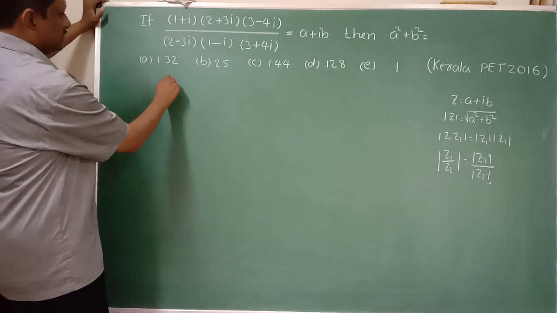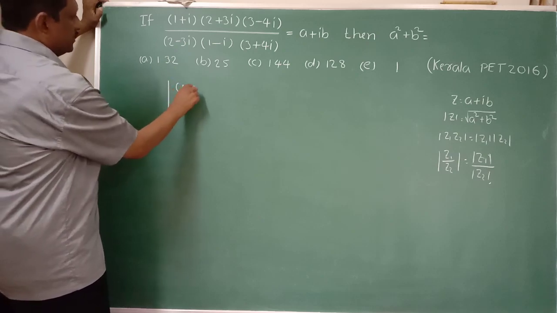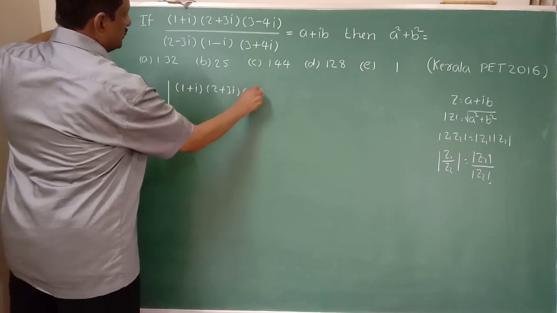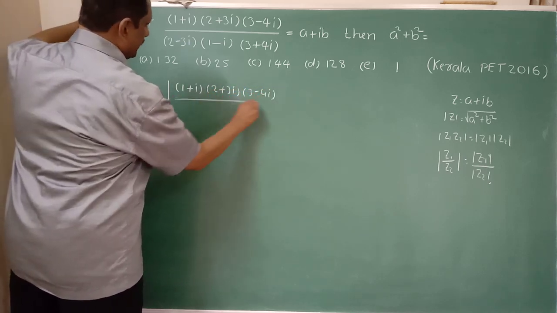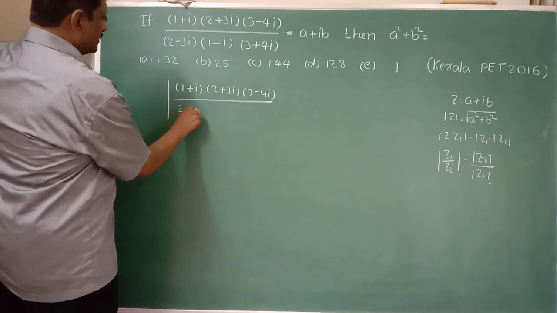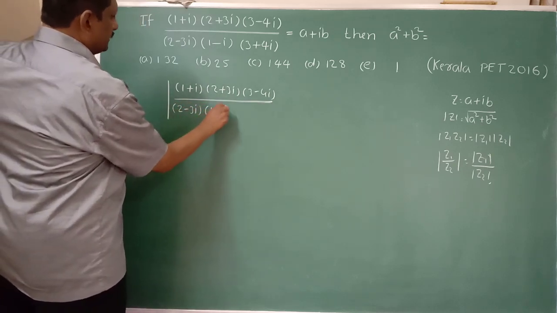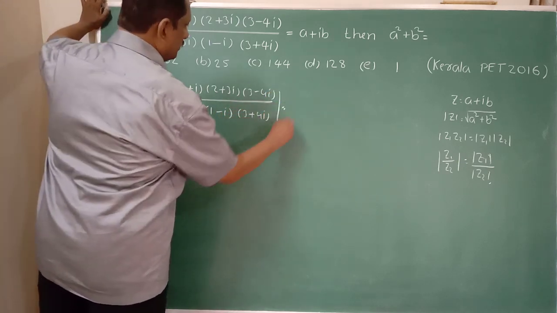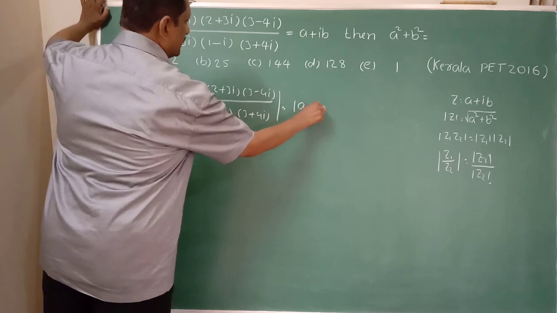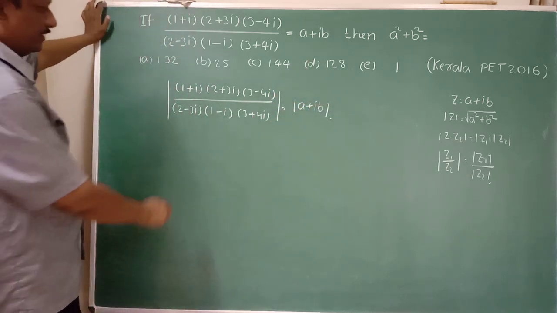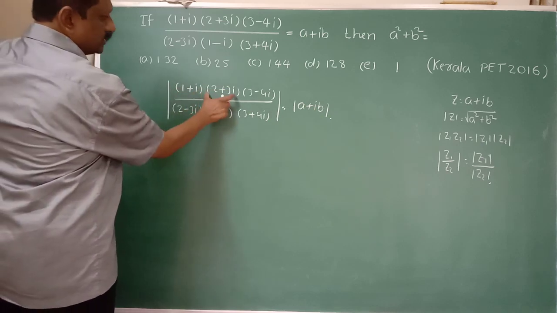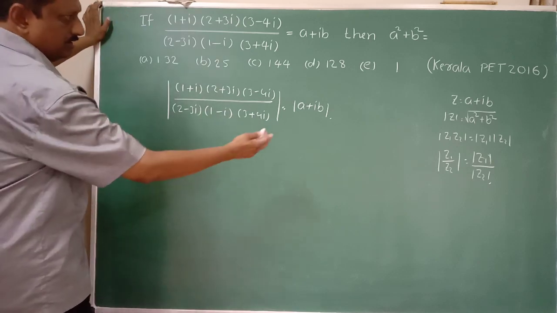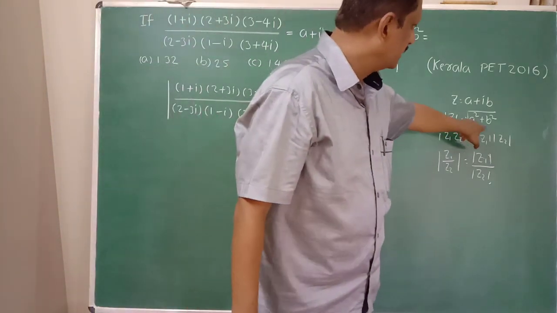Therefore, taking modulus on both sides, modulus of (1 + i)(2 + i)(3 − 4i) divided by (2 − 3i)(1 − i)(3 + 4i) is equal to modulus of a + ib. Okay, therefore modulus of the numerator divided by modulus of the product of the denominators. Yes, you know the modulus of that is the root of a² + b² here.